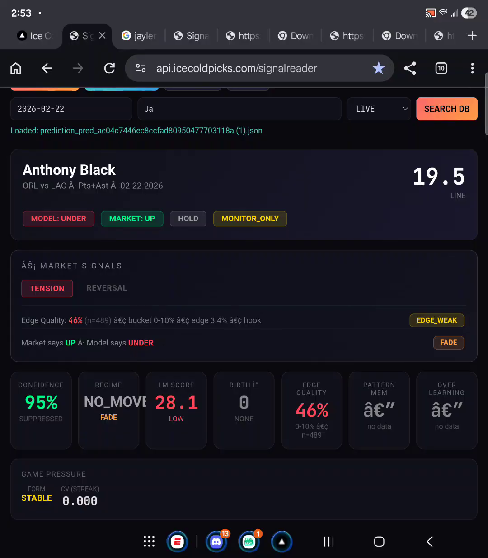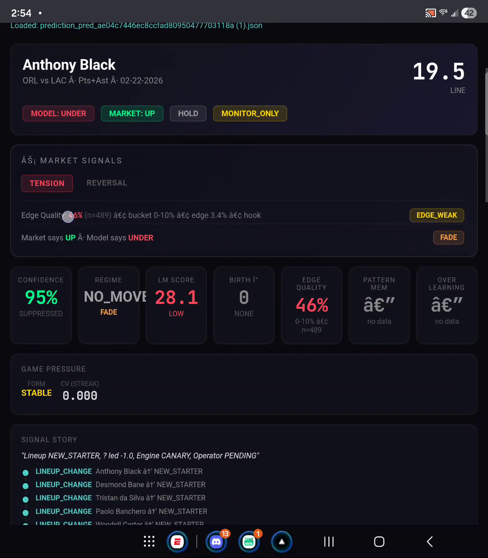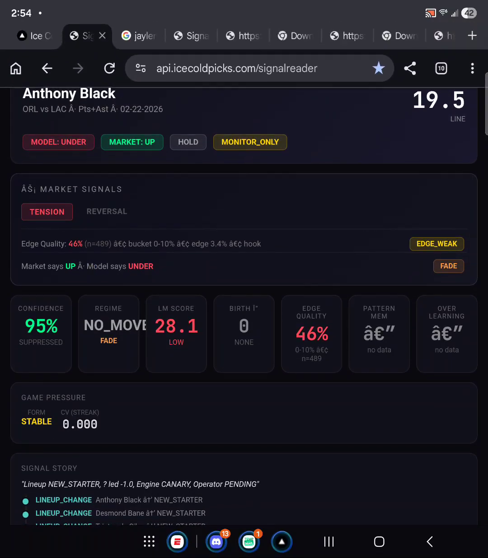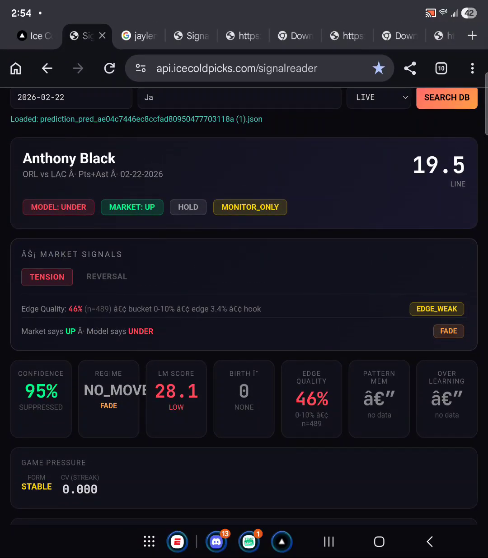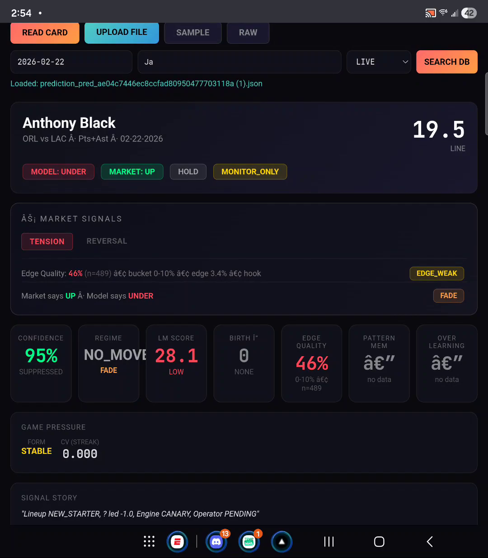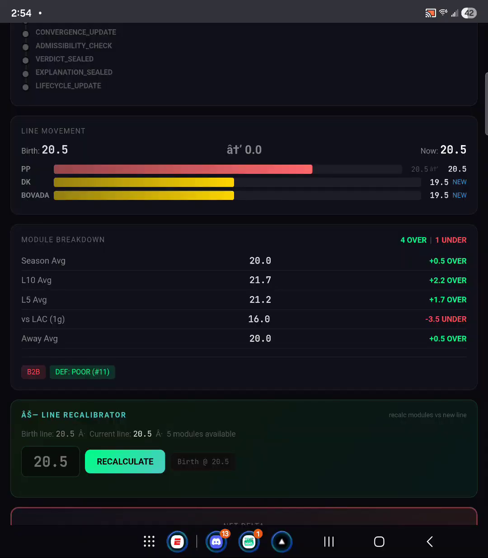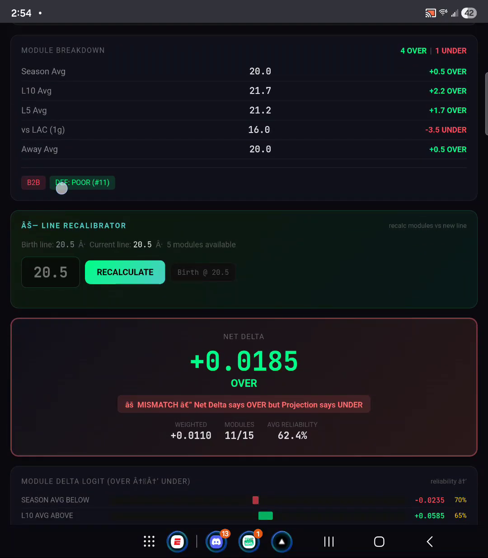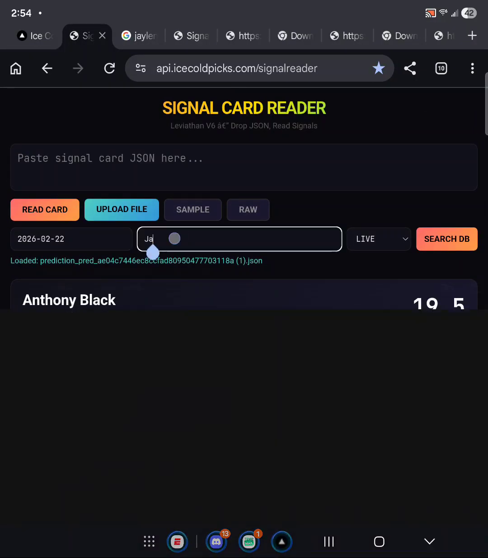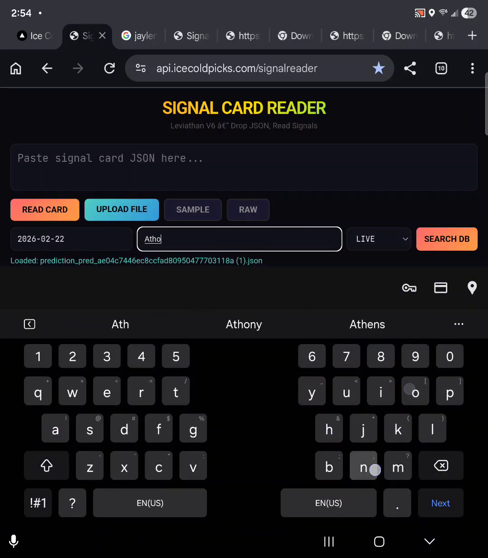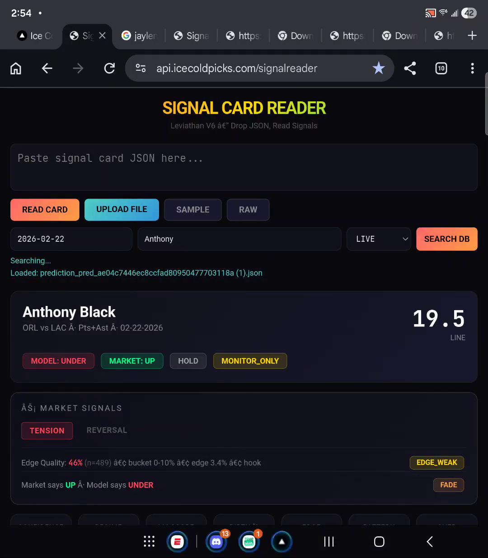So I want to come over to Anthony Black, 19.5 PA. I want to talk about this and see here we have the model going down, market going up. Don't have really a lot of details, but you see tension, meaning that there's disagreement between the market and the model, and then reversal. The line went down, then up again. So that's probably what happened here when this file came out. So I'm actually going to go to his actual stats here.